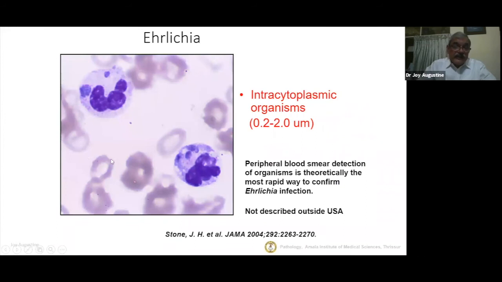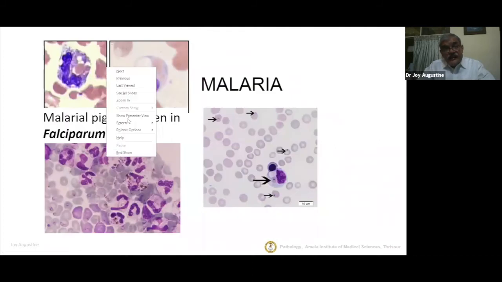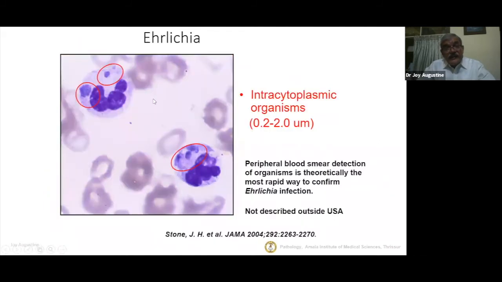And this is an infection which you are unlikely to see, the Ehrlichia. You see the organisms inside the cell. It's endemic in USA. It's been increasingly reported. It's a notifiable disease in USA. And incidentally, it's a tick-borne infection, the same tick which transmits the Borrelia of Lyme disease. So that way it's important.